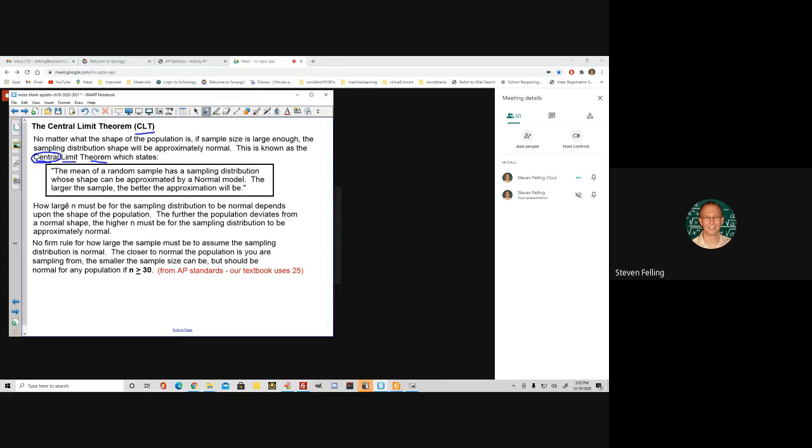Now, exactly how large n has to be before you declare it to be approximately normal, that's kind of a gray area, and there's no real firm rule. Different textbooks have different numbers. Our textbook, in fact, uses 25.